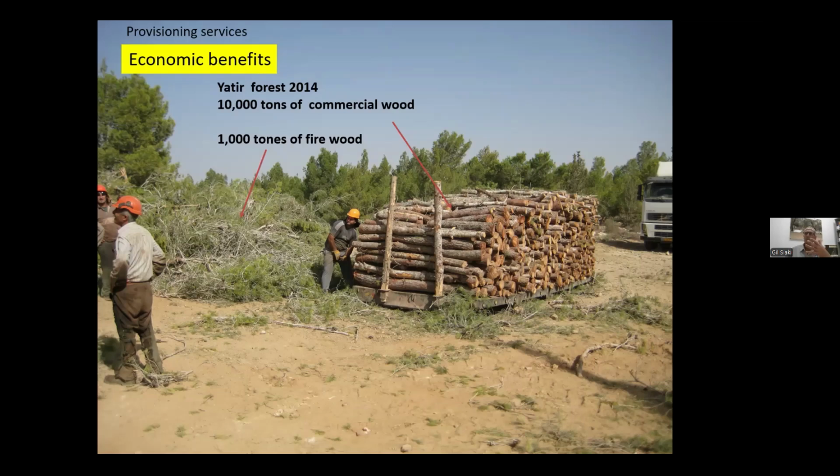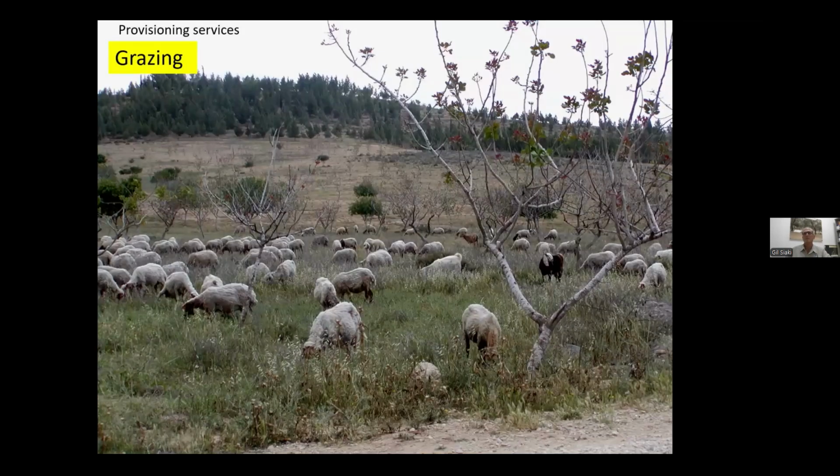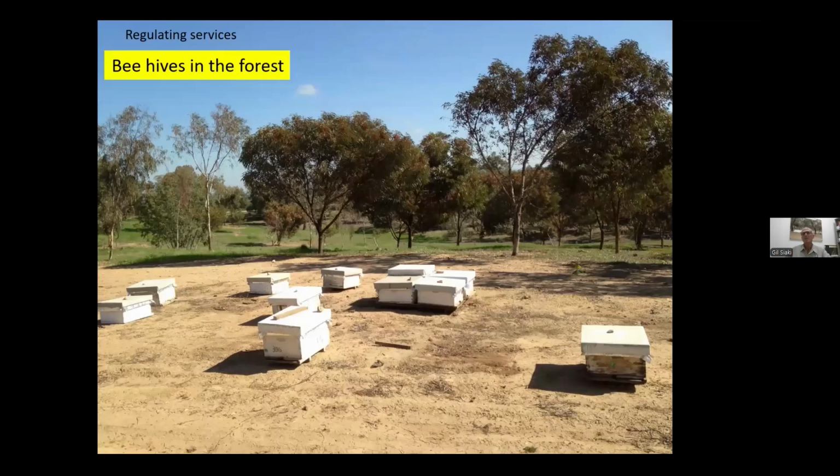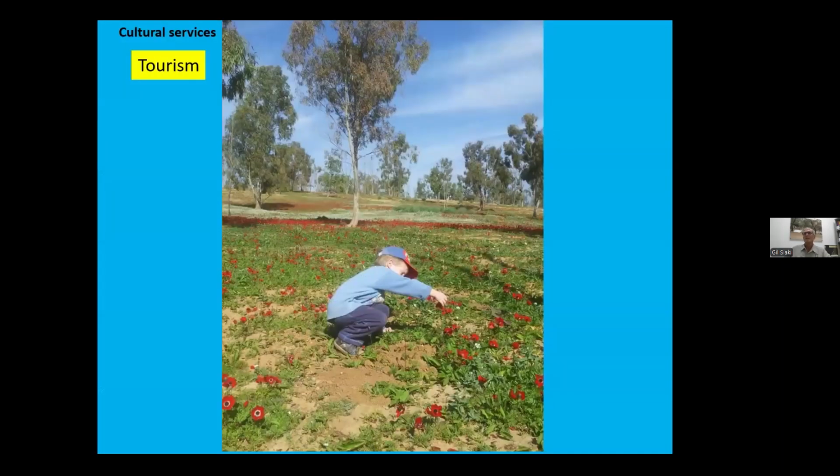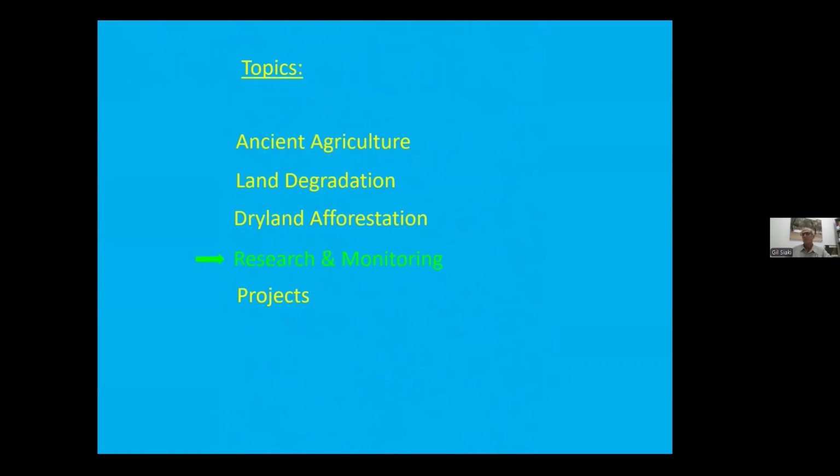We don't do it for money, we do it for the health of the forest, but along the way, somebody is enjoying it. Of course, the grazing, I mentioned before, and also regulating services, such as beehives, because many trees have very good flowers, also out of season, when there are no flowers in the natural area. The eucalyptus are flowering in the middle of the summer. It's very important, and you can see growers move their hives into the forest. And cultural services, tourism, it's very, very important. And of course, all the things I mentioned here are accompanied by monitoring and research.